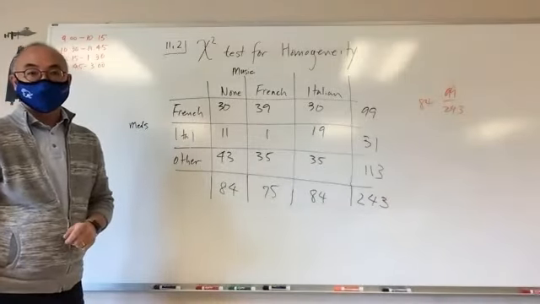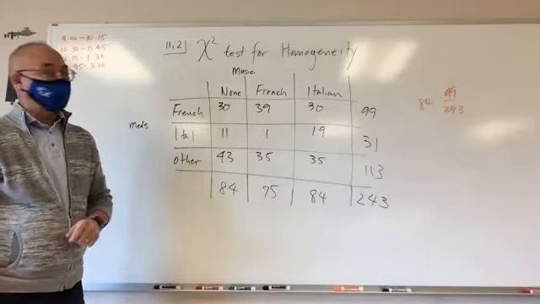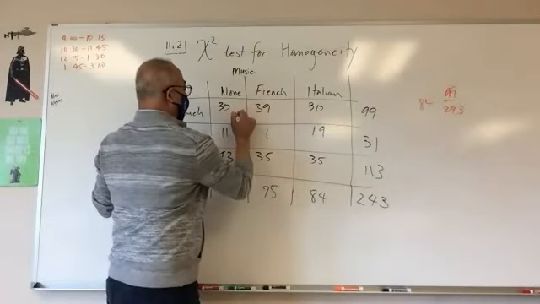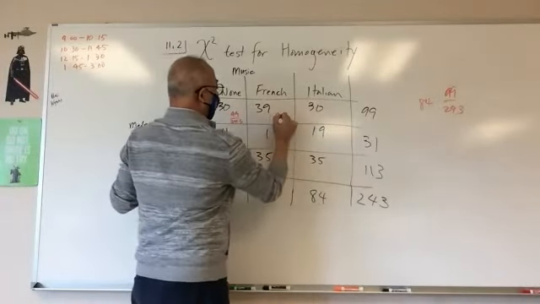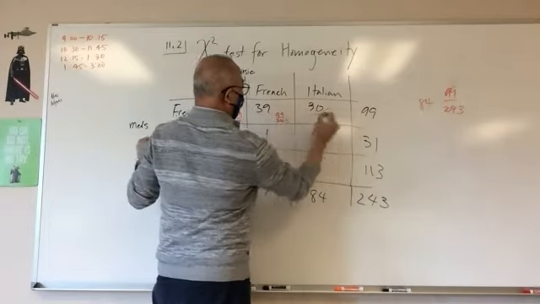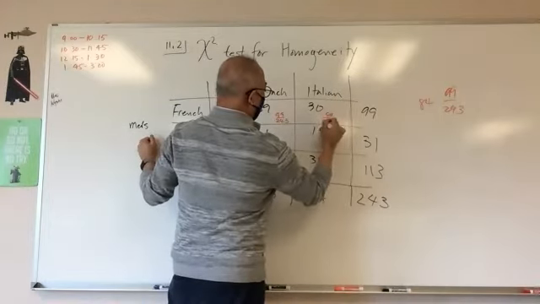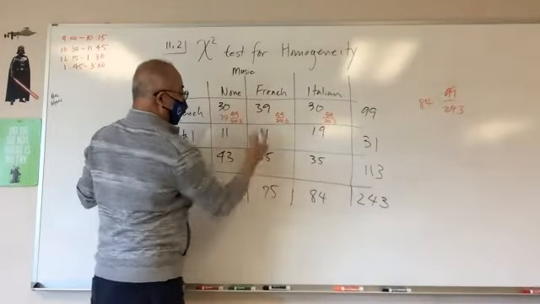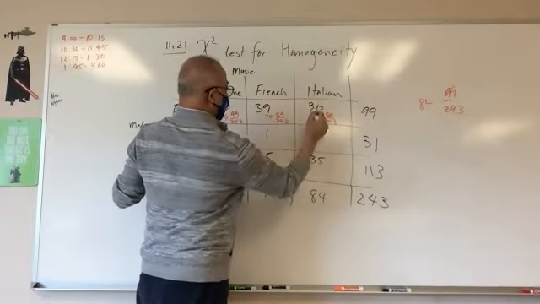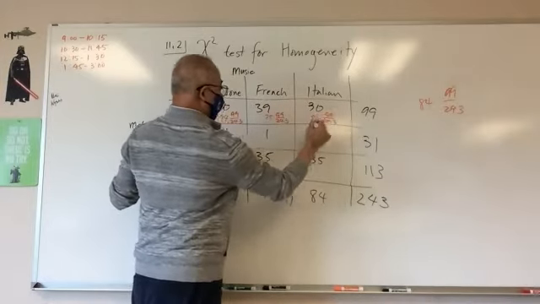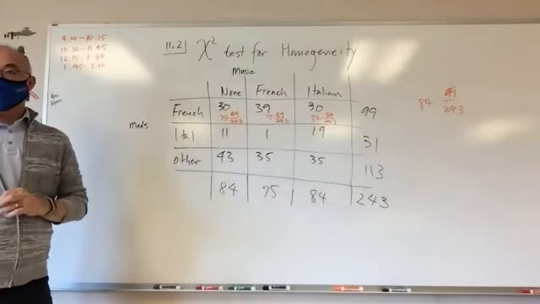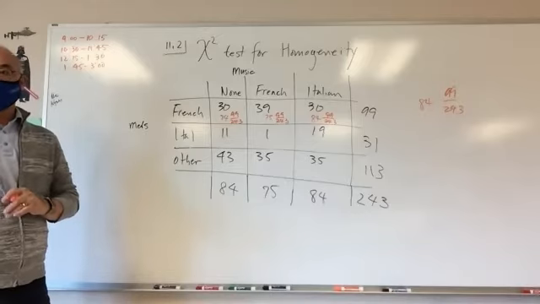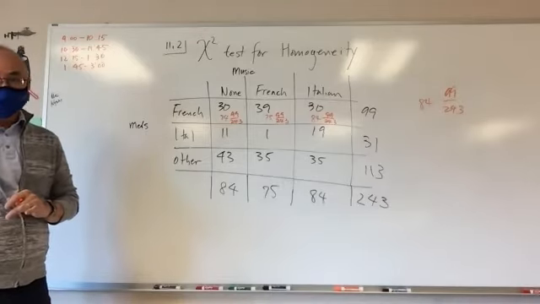You understand that? Because the rate at which I'm going to get this is 99 over 243, right? I'm just going to multiply this by the 84, this by the 75, and this by the 84 again. Does that make sense? This is the key here. If you don't get this, we need to go over this again. It looks like we're not there yet.